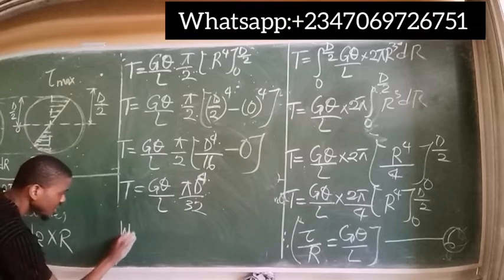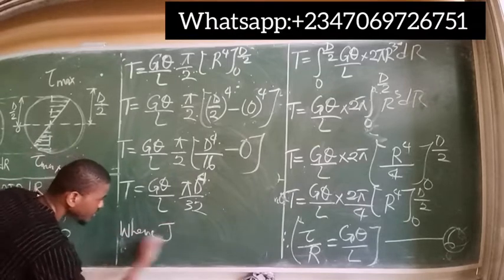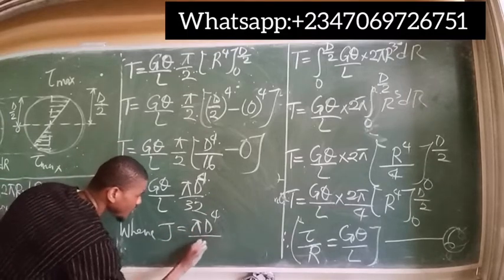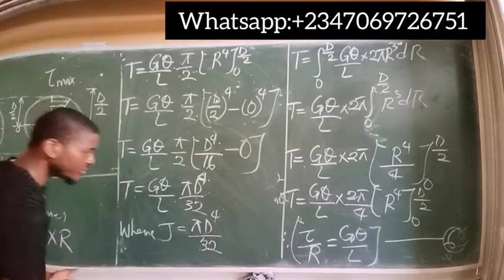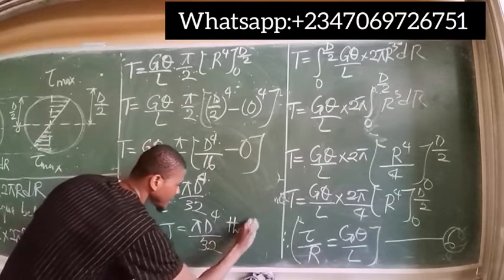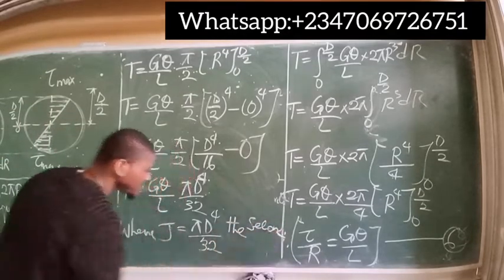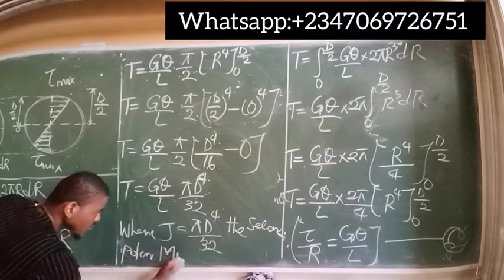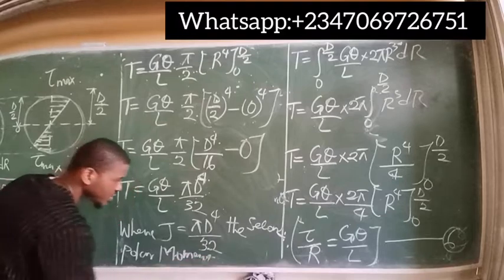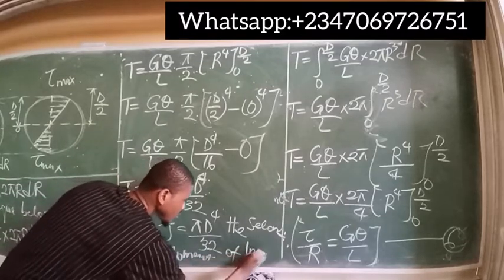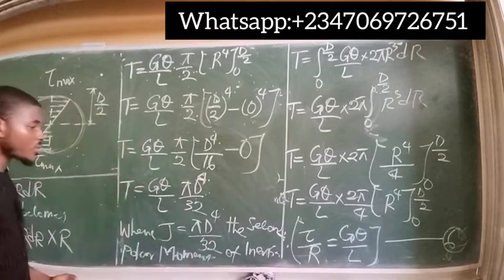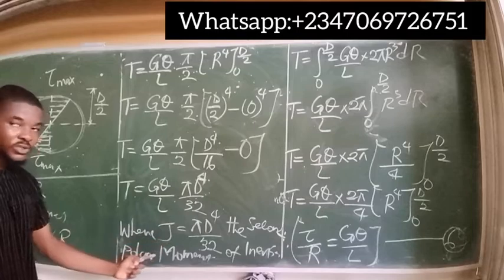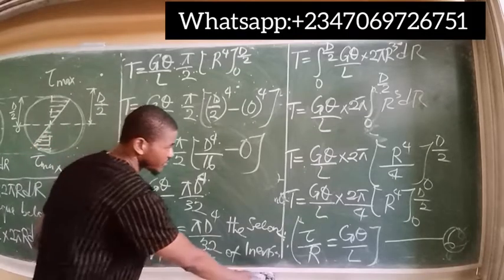We simply use J to symbolize it. So where J equals πd⁴ all over 32 is the second polar moment of inertia. It's simply called second polar moment of inertia. So we can replace πd⁴ over 32 by J. And if we do that, let's continue over here.